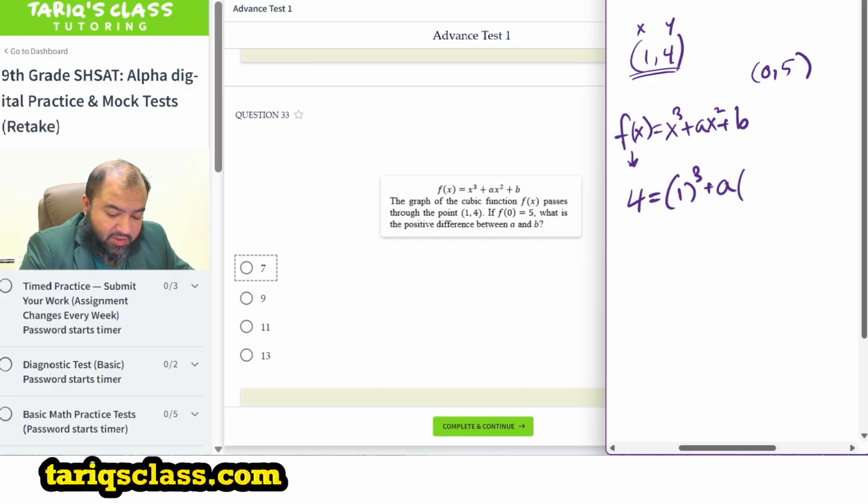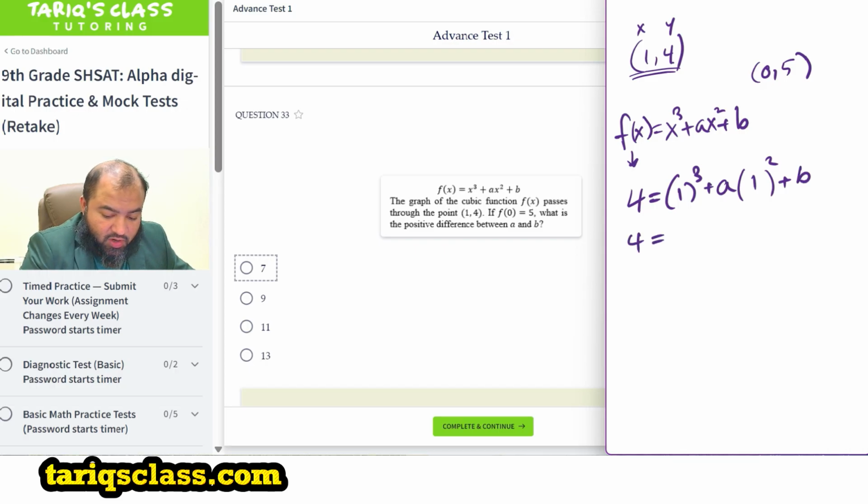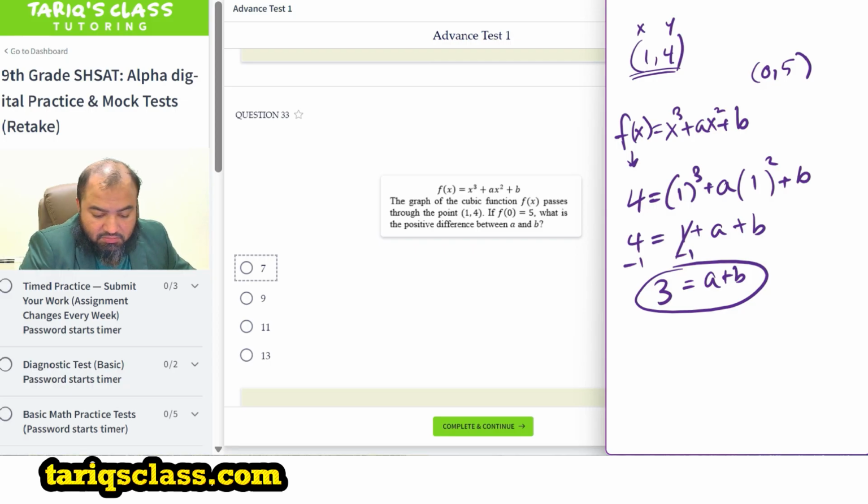Okay, just leave it alone. But x is just 1, so 1 squared plus b, we don't know what it means. So 1 power 3 is 1, plus a plus b. We can do minus 1 on both sides. So I see that a plus b is 3. Okay. All right, so could we do anything else? No. So let's try the other point. So let's write the equation again.